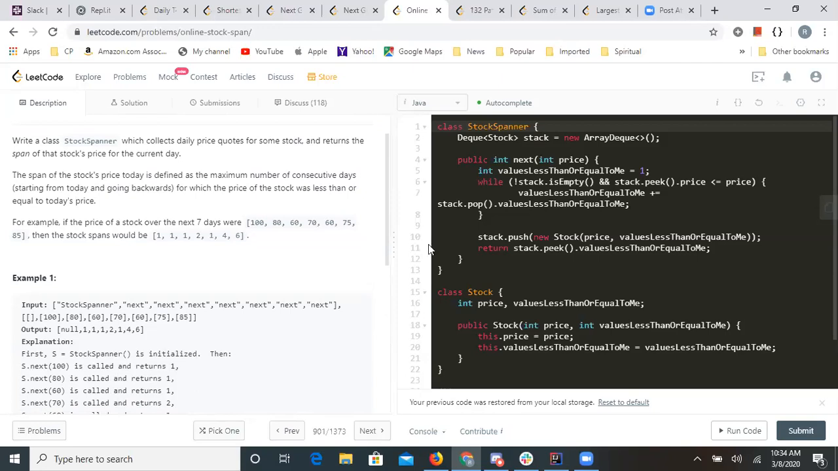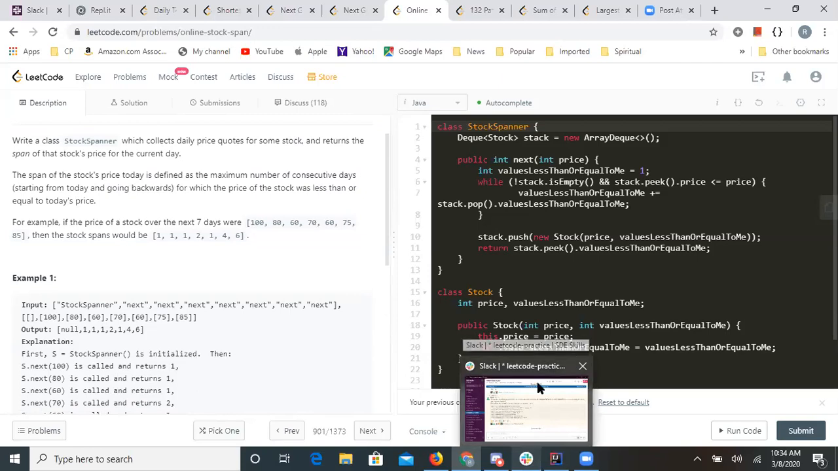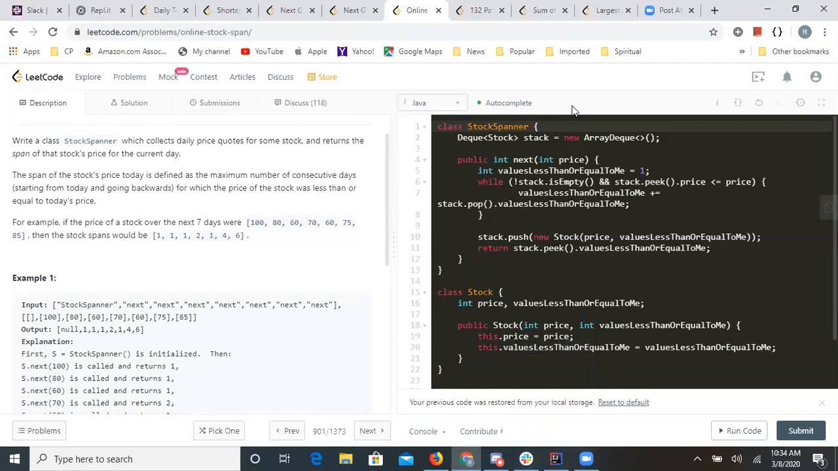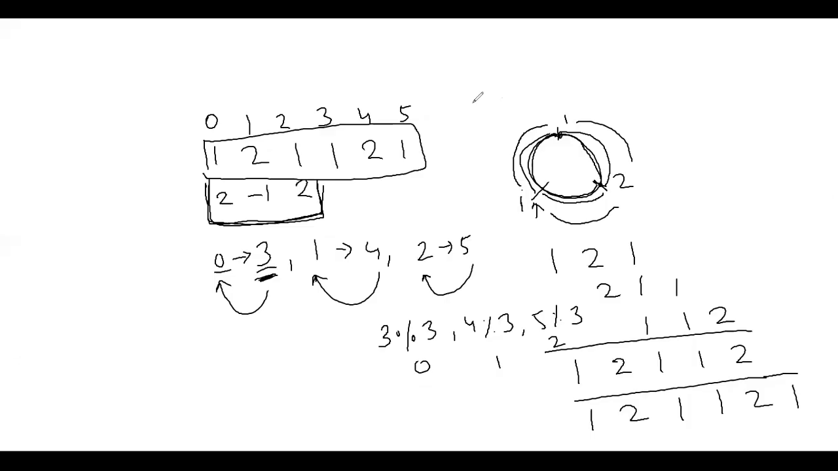Okay, so let's try to solve this then. I will stop sharing and go to the screen. And also we'll see what is important. So 100, 80, 60, then we have 70, then we have 60, then we have 75, and then we have 85.